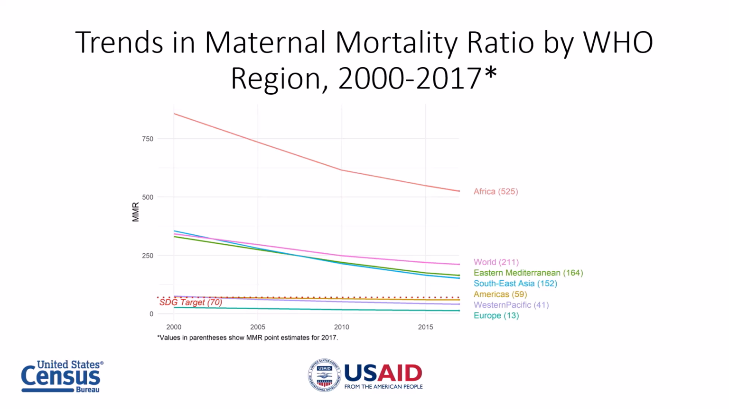Looking at the trends in maternal mortality ratio by region, Africa had the highest MMR in 2017, followed by the Eastern Mediterranean region and Southeast Asia. The red dotted line represents the global SDG target of 70. As you can see, while all regions saw a decline in MMR since 2000, the world MMR is still well above the target of 70 in 2017. Africa, Eastern Mediterranean, and Southeast Asia regions have MMRs above the SDG target.